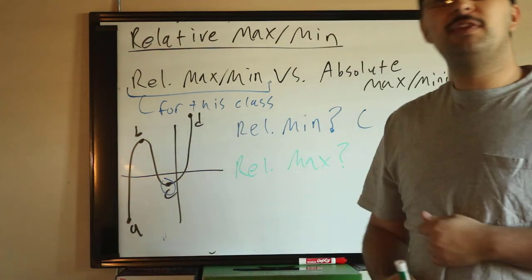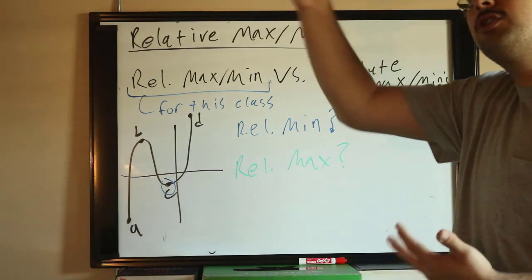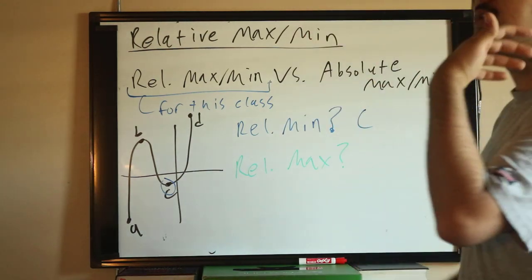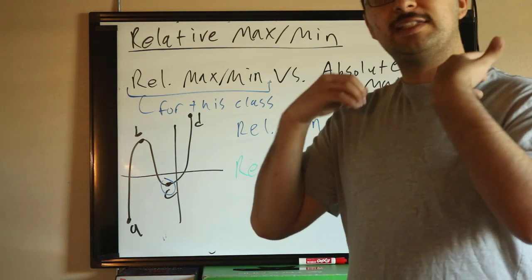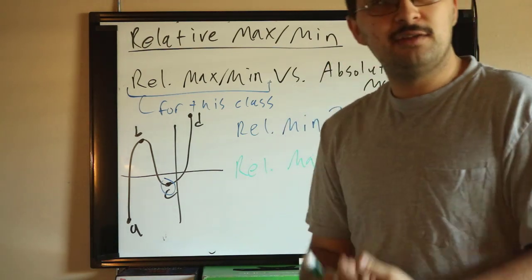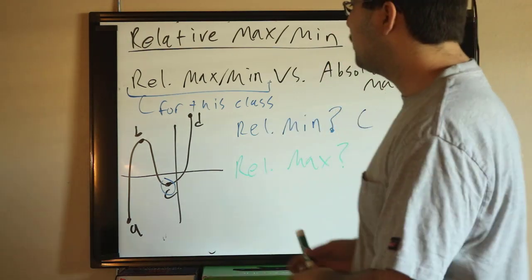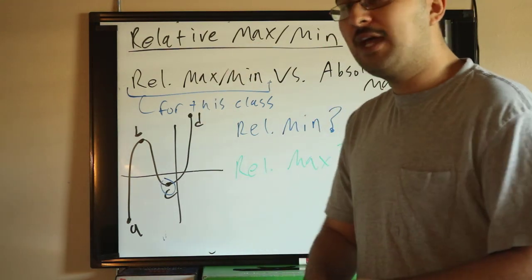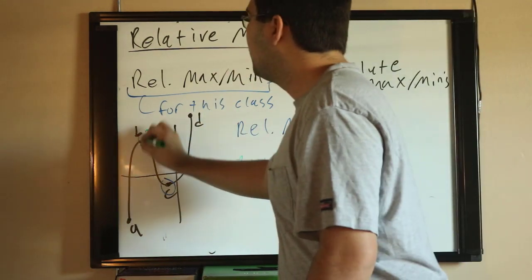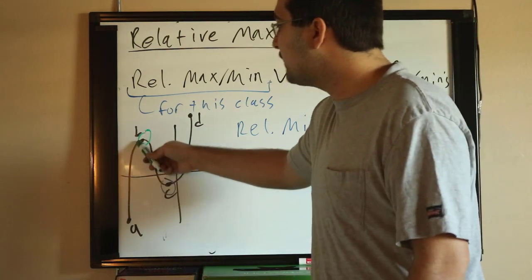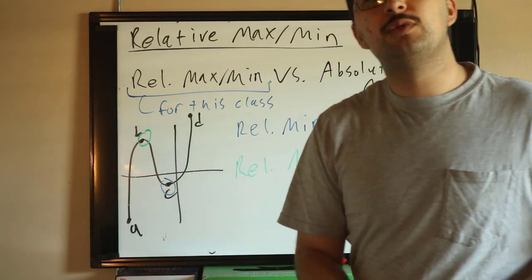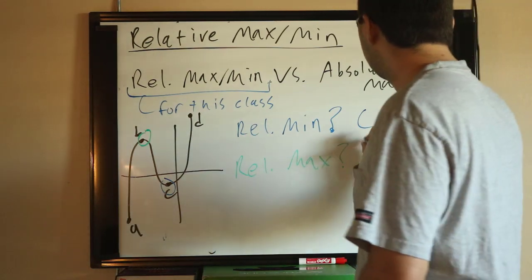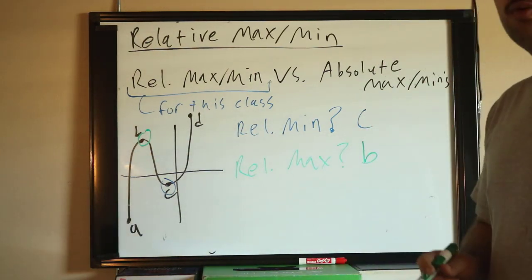D intuitively is the maximum. That is the largest point on this graph, but it is not our relative maximum, because again, it does not show the behavior we're concerned about. It does not show an increase followed by a decrease. The point that shows that is B, because here we are increasing, we hit B, and afterwards we start decreasing. So that is why B is our relative maximum.